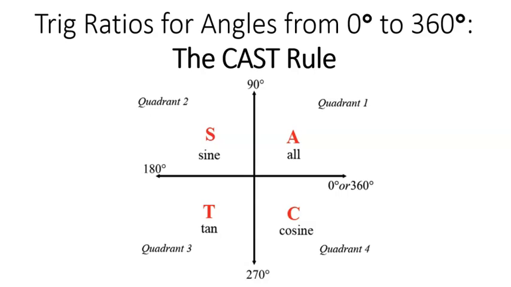This video is about trig ratios for angles from 0 degrees to 360 degrees. It's the CAST rule. There are always going to be, for any trig ratio, two possible angles between 0 and 360. So we're going to understand what this diagram tells us and then how to apply it.